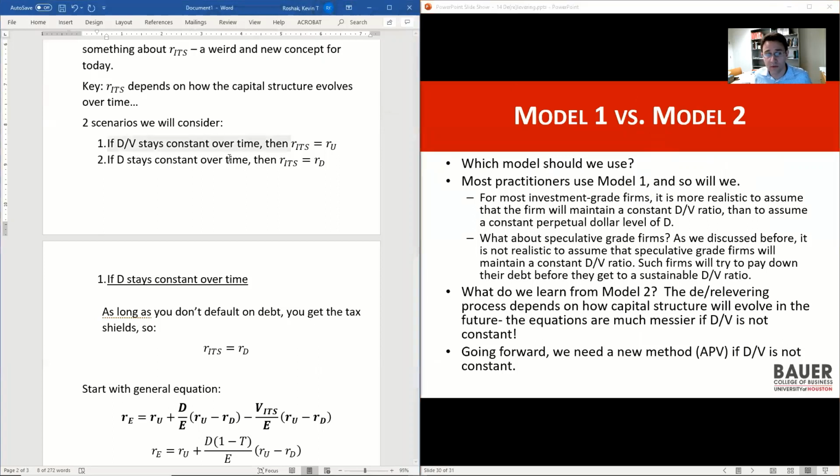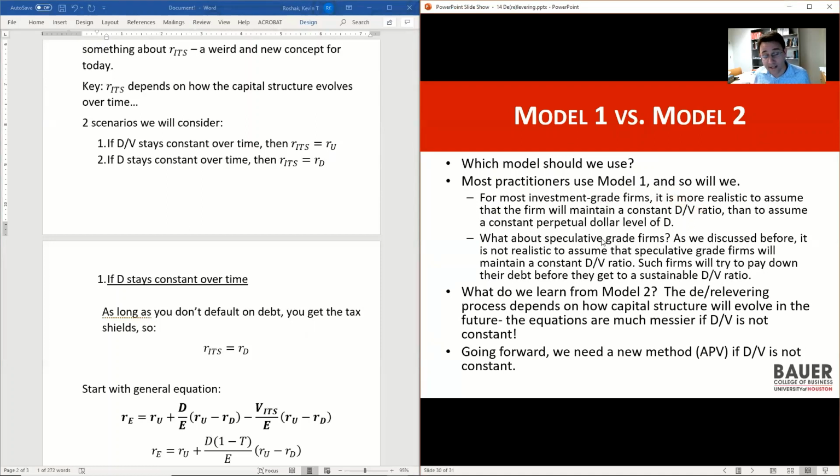Model 1 versus Model 2, right? These are our two models. We're going to stick with Model 1. For all intents and purposes, we're going to have firms that have constant debt to value ratios. That's going to give us very nice formulas for delevering and relevering the companies. Okay. It's also what most practitioners are using. For big firms, for investment grade firms, stable companies, it's going to be a pretty good assumption.